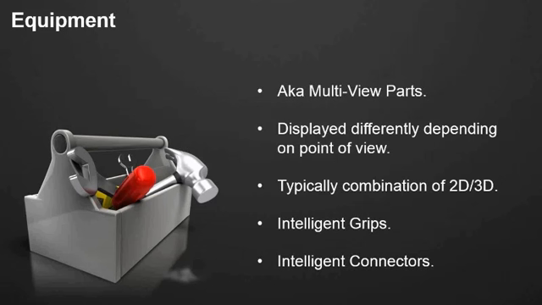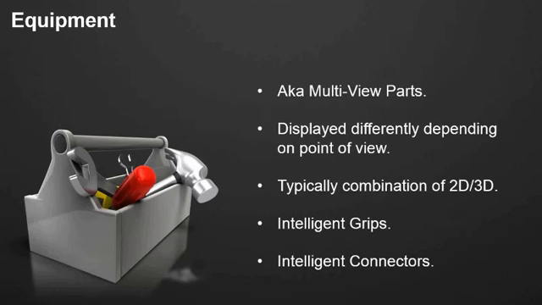Now, what makes the 3D equipment / multi-view part different than just a plain block in AutoCAD MEP is the fact that it has intelligent grips on it, which allows you to move your equipment around. It also has intelligent connectors, so the connector has the ability to know what type of system it is or what type of connection it is. Is it a butt weld connection? Is it a welded pipe? Is it a flange connection? Is it a groove connection?